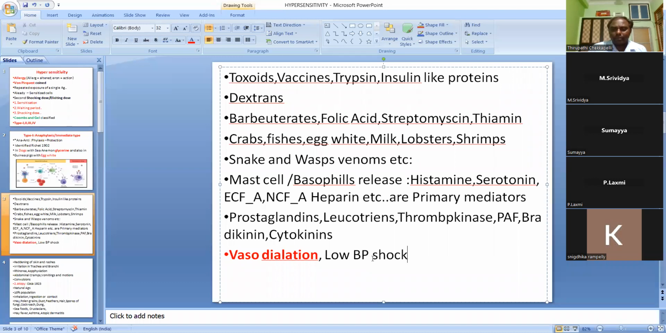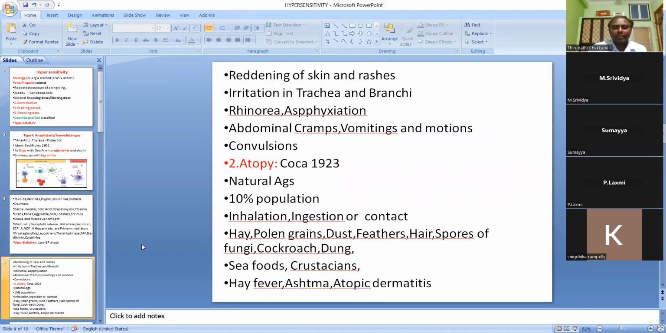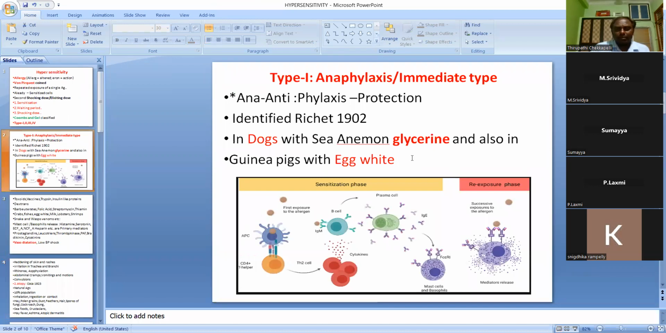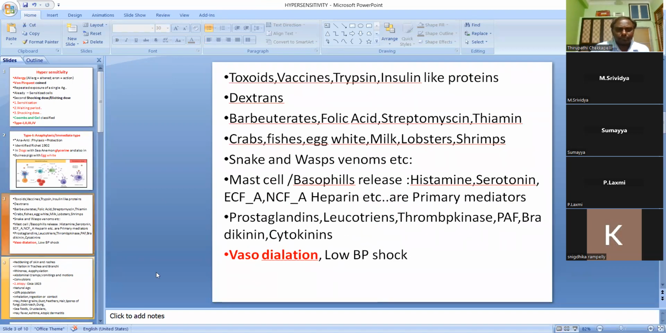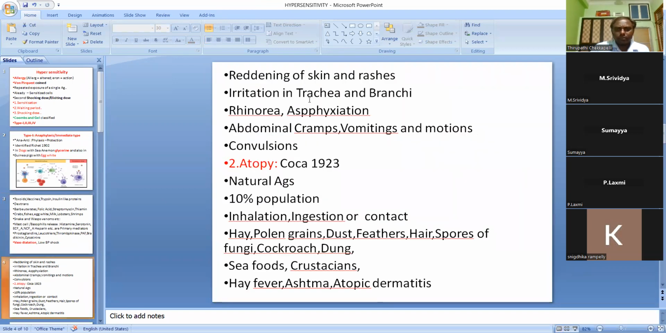Due to that sudden low BP, it causes shock. So that leads to various clinical manifestations. Sometimes the animal actually dies in these cases. So these factors cause reddening of skin, and some rashes occur.